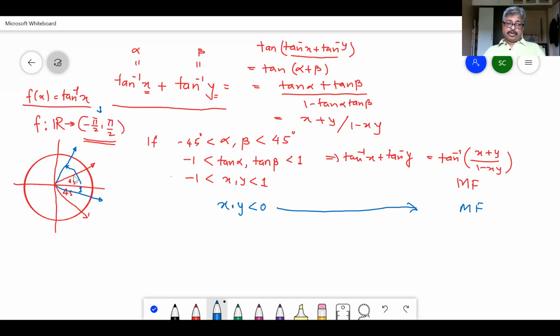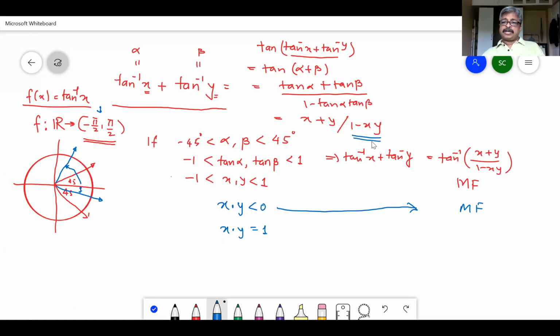Boundary case is when both of them are 45, that is, 1 and 1. Again it will go and sit on pi by 2. So what is the boundary case? If x into y is equal to 1, that is our boundary case. Do you understand why it is a boundary case?